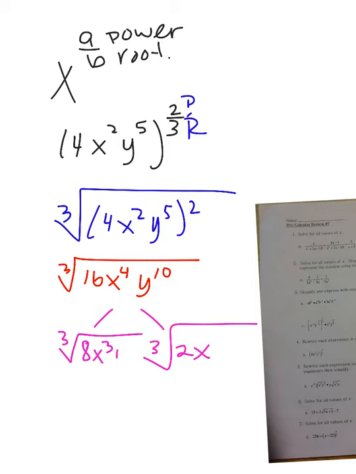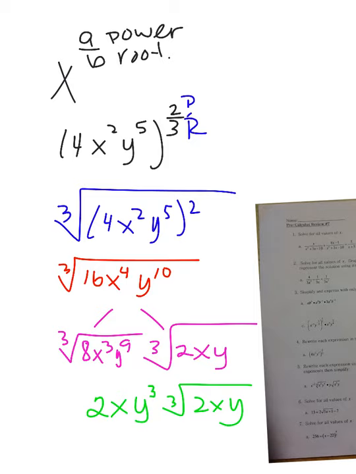And then I have y to the 9th times y. The cube root of 8 is 2. The cube root of x to the 3rd is x. The cube root of y to the 9th is y to the 3rd. And then I have the cube root of 2xy. All right, so let's take a look at 4b.